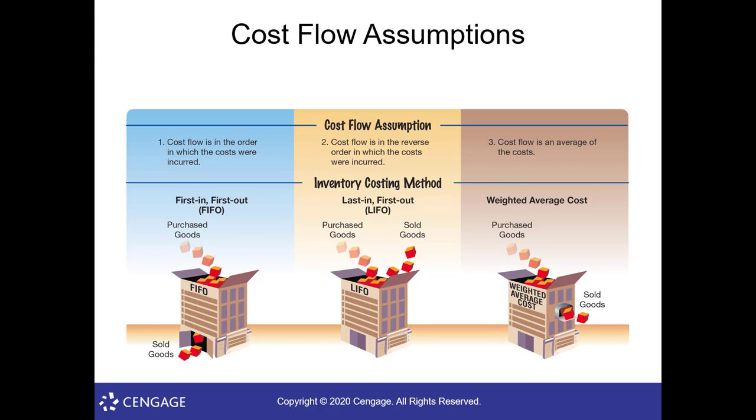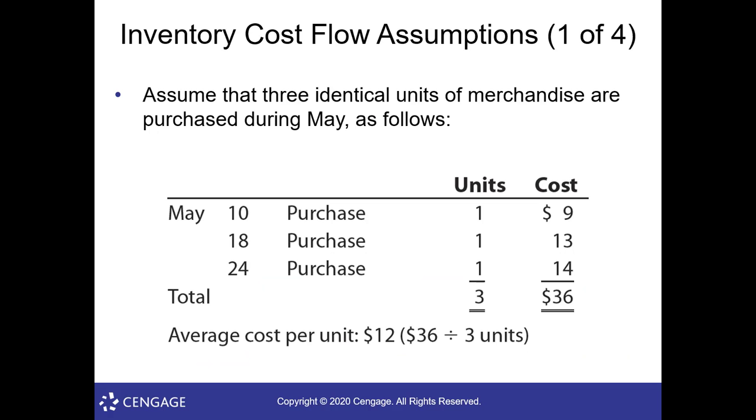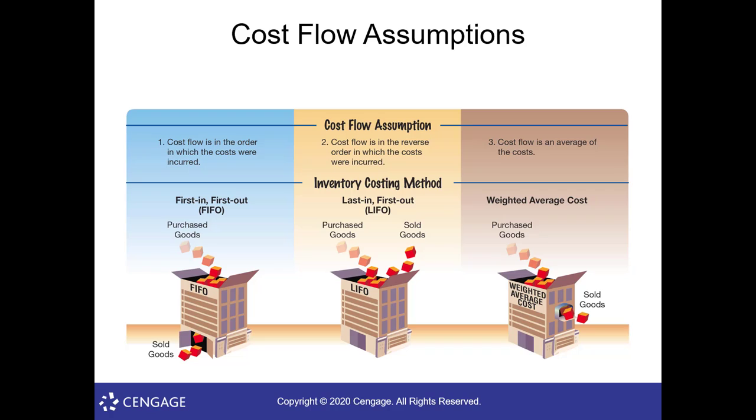So the cost flow assumptions that we're going to cover in this chapter consist of three different methods. The first is first in, first out. Secondly is last in, first out, LIFO. And then third, weighted average. So first in, first out is items as they come in order are then sold. So the oldest item in stock is the one that is in fact sold.